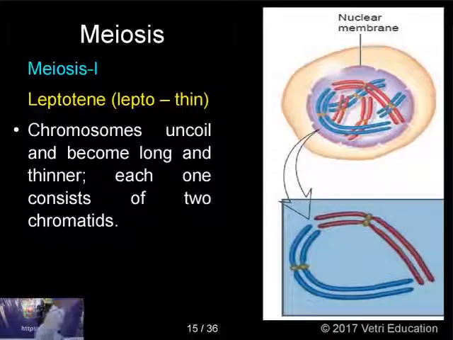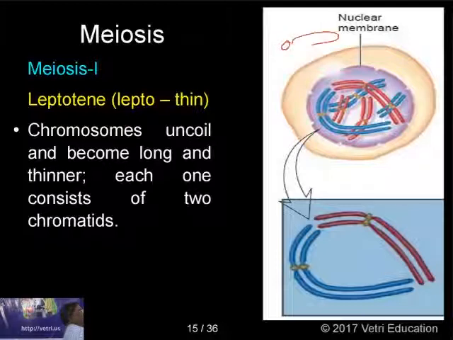So the first one, leptotene. Leptos means thin, that is, the chromosomes uncoil and become long and thin. Each one consists of 2 chromatids. Here you can see this is somewhat late, where you can find the beginning, each one having 1 centromere and chromatid. And here you can find 2 chromatids.